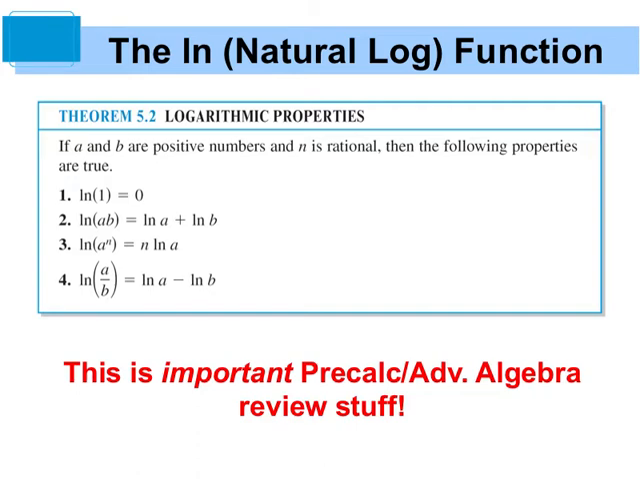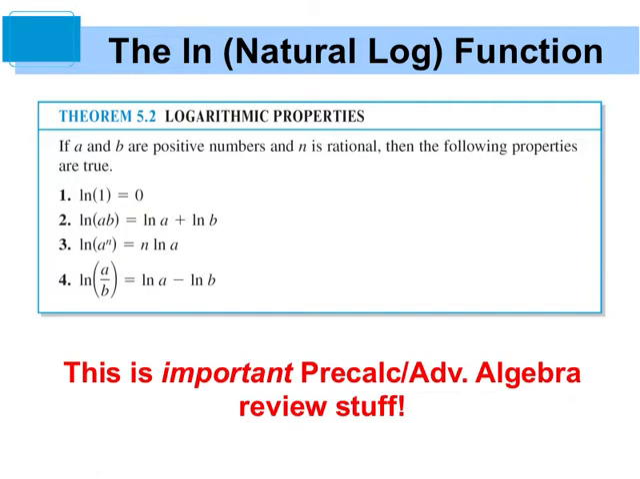Oh my. Pre-calc stuff. Yes? We talked about that already. The natural log of 1 is 0. If you have the natural log of a product, it's the sum of the natural logs. With the exponent, you can move it out in front, and a quotient becomes a subtraction problem.